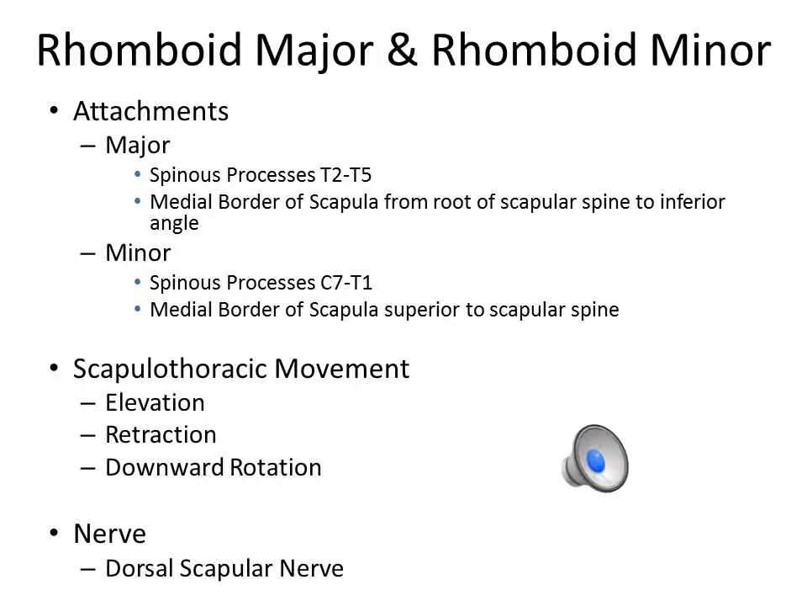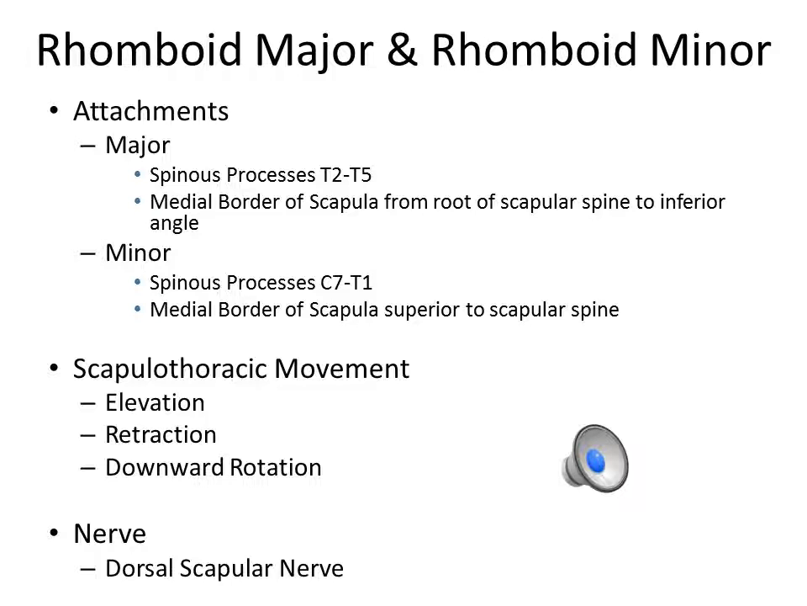Rhomboid major and rhomboid minor. We think of rhomboid major and rhomboid minor as one muscle. They are often referred to in the clinic as the rhomboids. That is because the rhomboid major and rhomboid minor produce the same movements at the scapular-thoracic interface and also are innervated by the same nerve. The attachments, however, differ slightly.